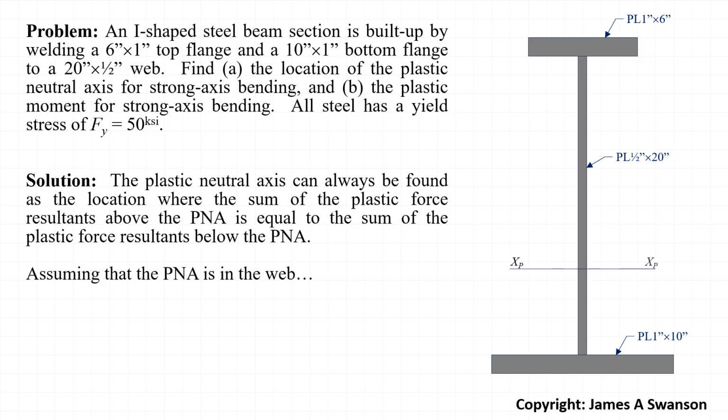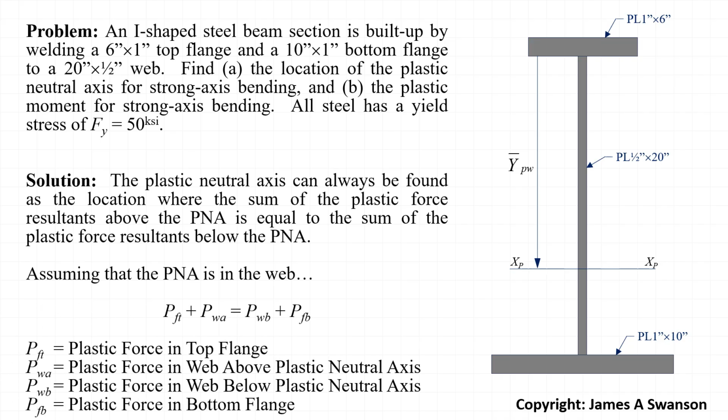If we assume that the plastic neutral axis is located in the web of this I-shaped cross-section, then we can use the notation y bar sub pw to denote the location of the plastic neutral axis relative to the top of the web of the section, which is mathematically more convenient in cases like this than using the top of the cross-section as a reference point or datum. And then we can write this equation, where the sum of the plastic force resultants in the top flange and in the area of the web above the plastic neutral axis is equal to the sum of the plastic force resultants in the area of the web below the plastic neutral axis and in the bottom flange.